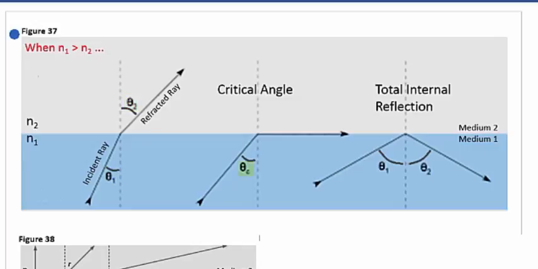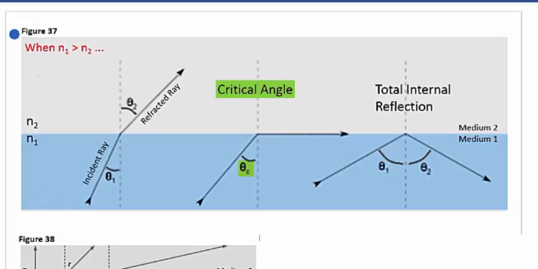Now, once the angle of incidence increases to a point where the refracted angle is 90 degrees, right, then the refracted ray is directly along the interface. And at this point, the incident angle is known as the critical angle.